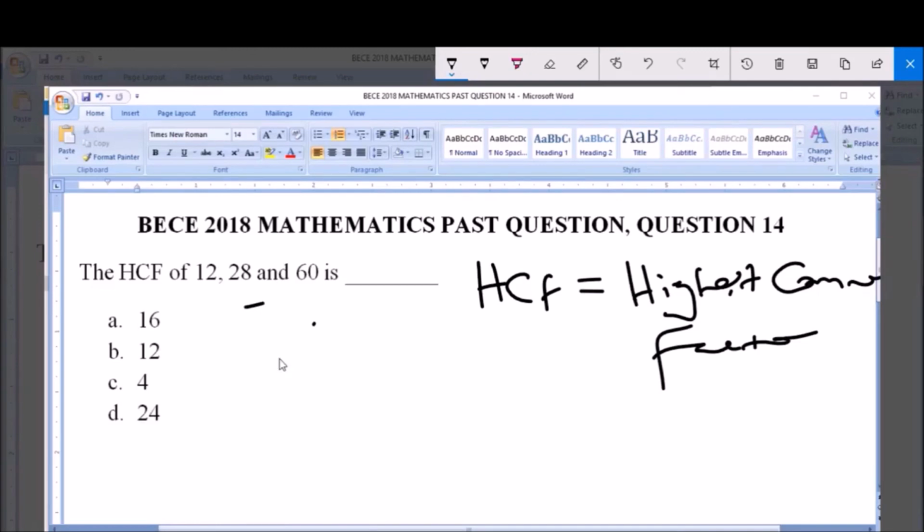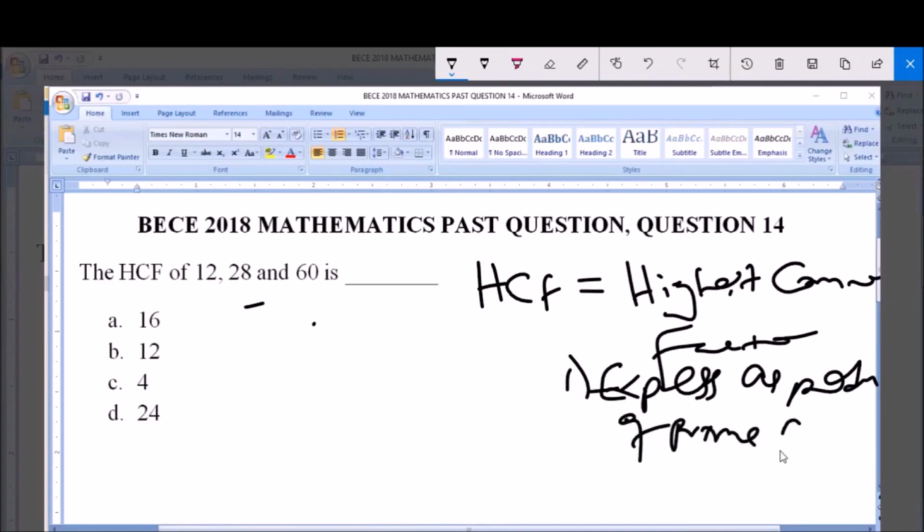Now, for us to find the HCF of the following set of numbers, there are things we need to consider. The first thing is that we have to express these numbers as products of their prime factors. Prime factors are simply the factors of these numbers which are prime numbers. And prime numbers are numbers that have just 2 factors, that is 1 and themselves. Examples are 2, 3, 5.